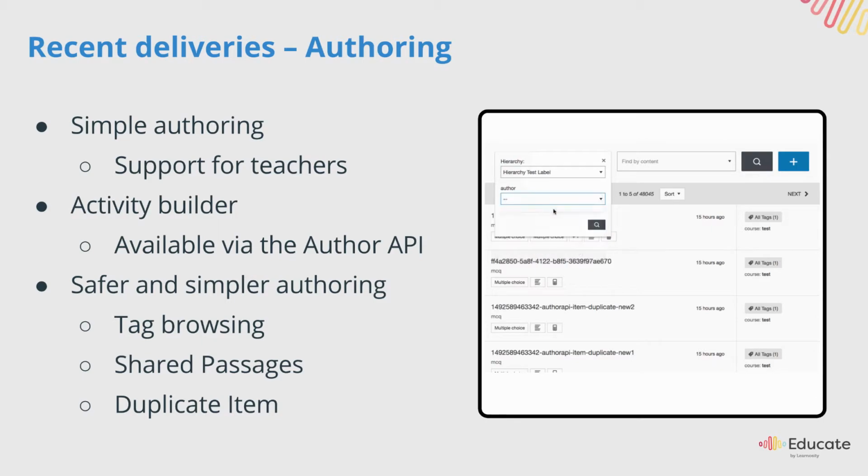Again, we've got shared passages, making it a far quicker authoring journey. You may have a number of items that all hang off a similar passage, so rather than your authors having to create that every time, they can now create a shared passage and have multiple items using that. And lastly, our duplicate item is now also available in the author API.